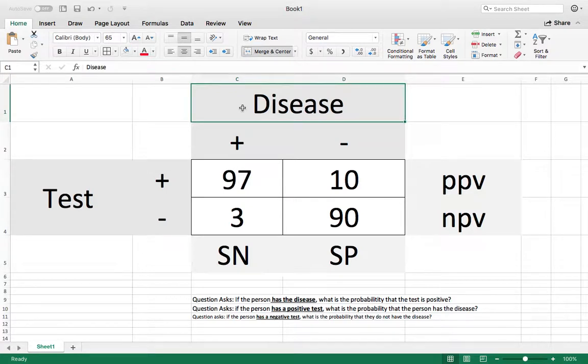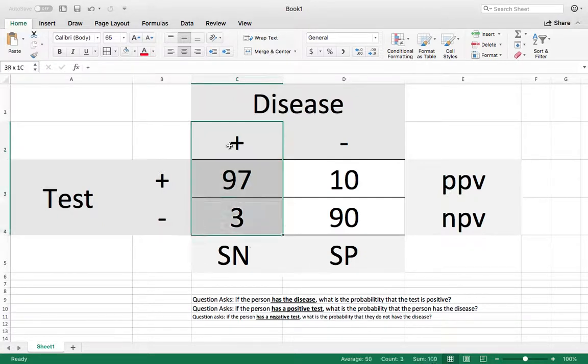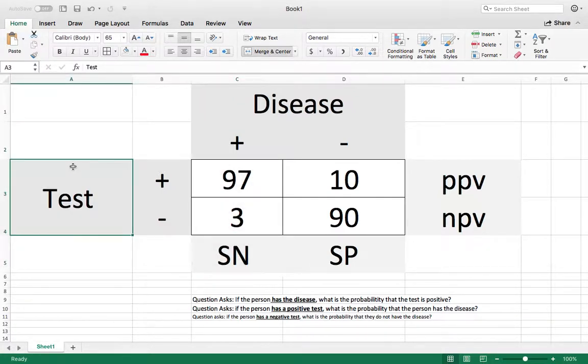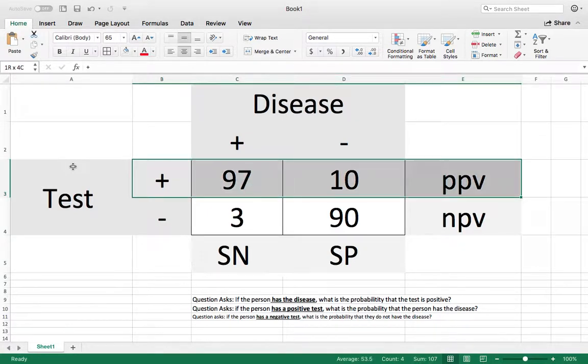So first question asks if they have the disease. Since it starts at disease, which is at the top, we go down, which is sensitivity. Second question asks if the person has a positive test, so we start with test, and here's positive test, so we go across since we started on the side. Okay, we'll do another one.